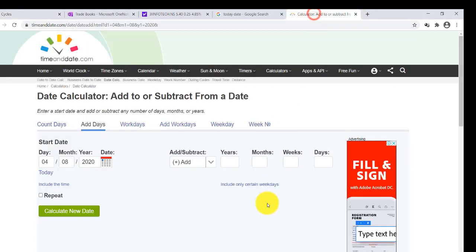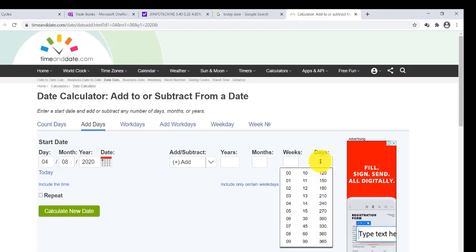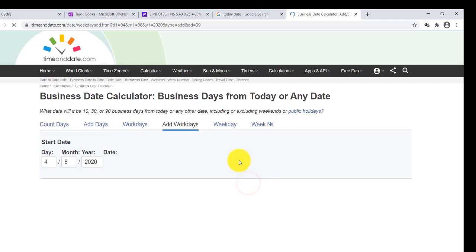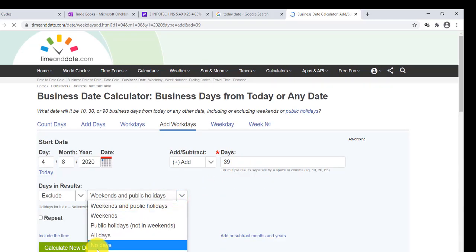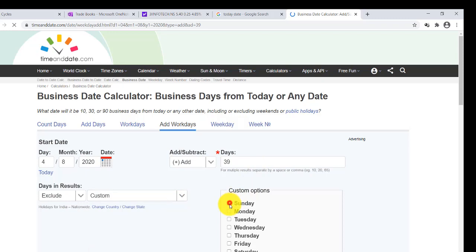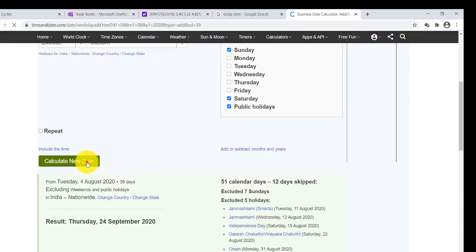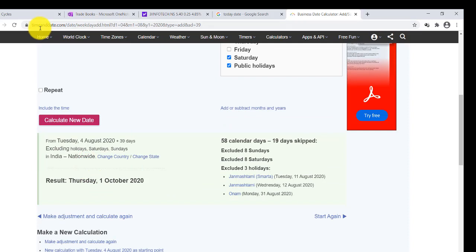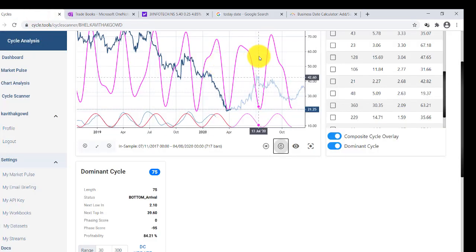So enter 39 and exclude all Saturdays, Sundays, and let's see the date, 1st October. So on 1st October, what happened, we have to check first. See, it is also very accurate, it seems. On 1st October it came to top. Then let's move the data here.